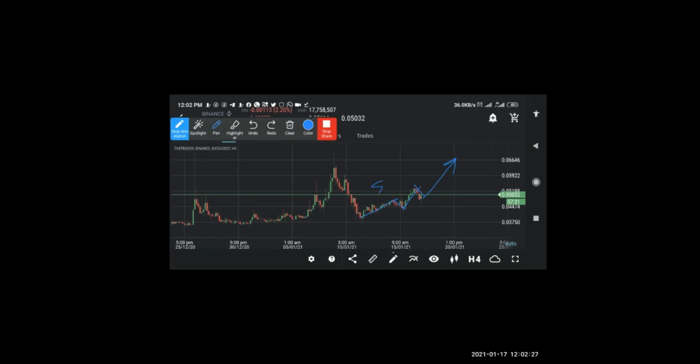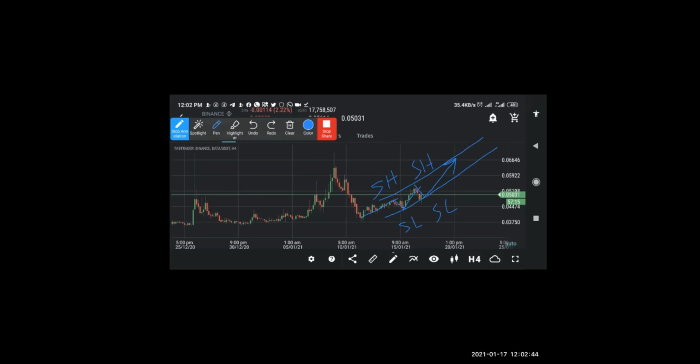So this is our swing high, another swing high, and this is our swing low, and this is our swing low. So we can use our trend line, and then we can connect it like this, and then we can connect this one like this.